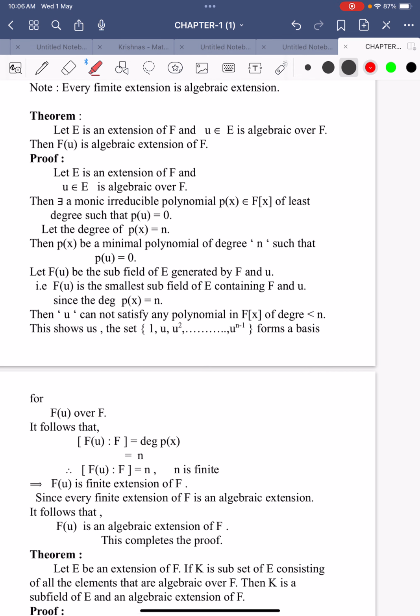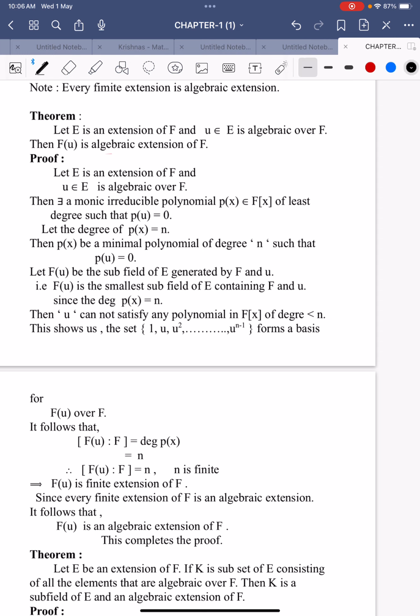Right. Let us see the statement of that theorem. Let E be an extension of F and u belongs to E be algebraic over F. Then F(u) is an algebraic extension of F. Simple theorem. Very simple theorem. Let us prove it step by step.